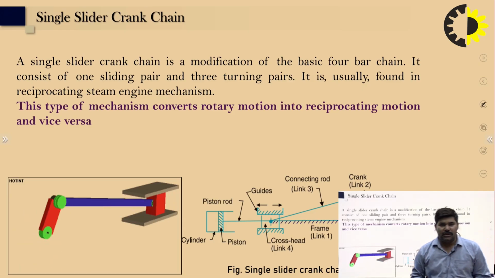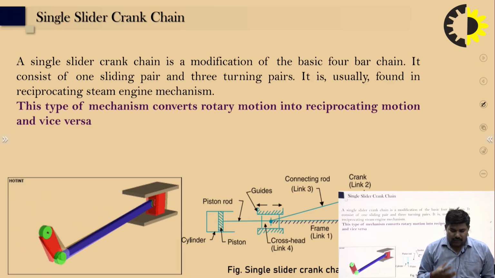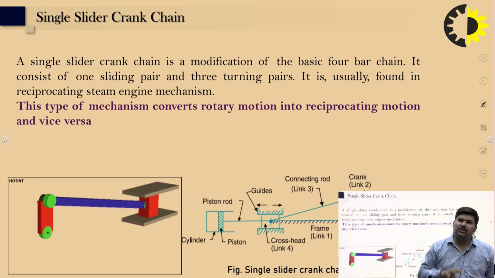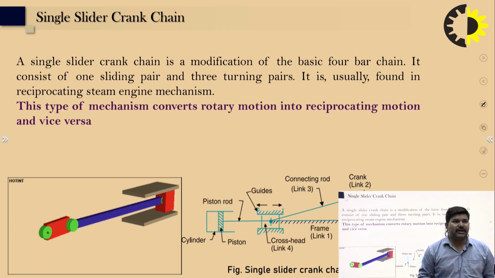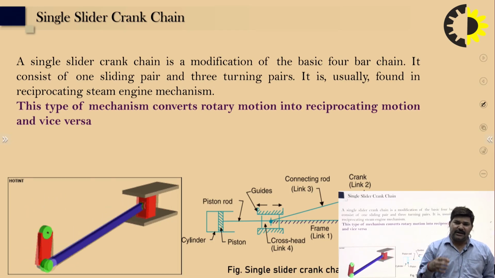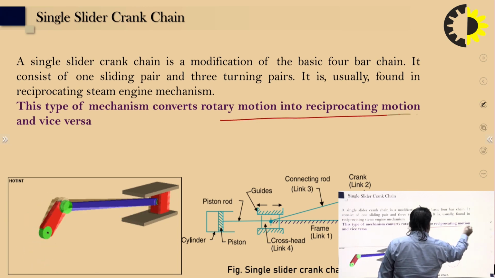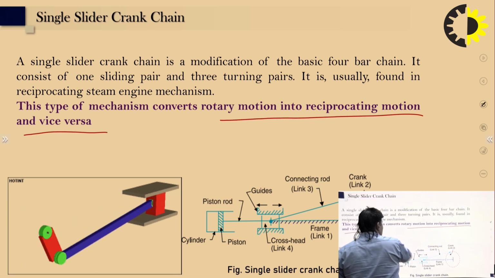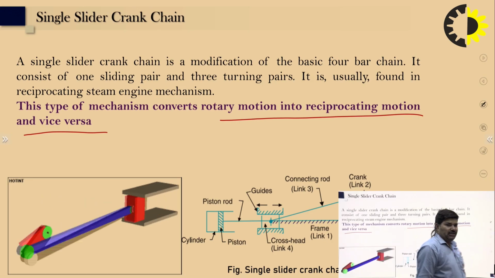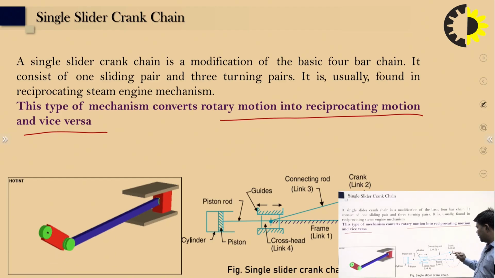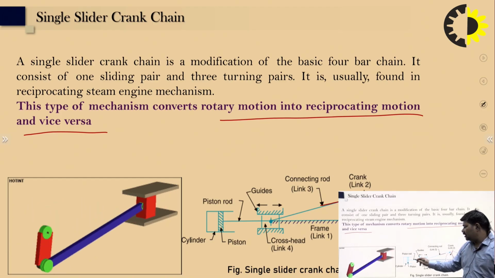It is usually found in the reciprocating steam engine. The purpose of this type of single slider crank mechanism is to convert rotary motion into reciprocating motion, or vice versa. You can see in this figure the slider crank mechanism: that is the crank, here the connecting rod, and these are the piston and cylinder.